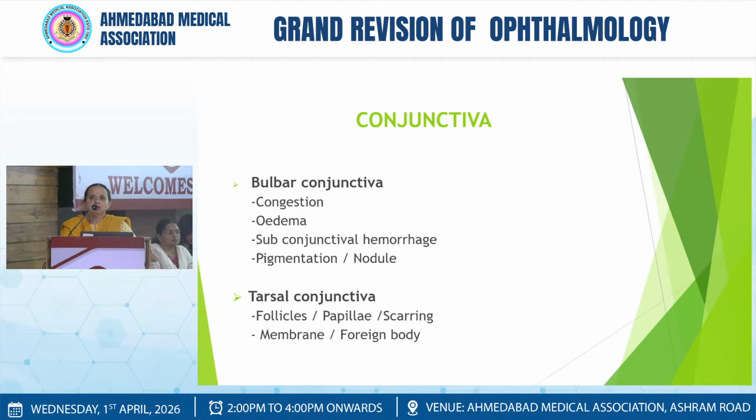Conjunctiva, you have the bulbar conjunctiva and the tarsal conjunctiva. Any redness, any swelling, edema of the conjunctiva, which is known as chemosis. Subconjunctival hemorrhage, there is accumulation of blood between the conjunctiva and the sclera, and any pigmentation of the conjunctiva.